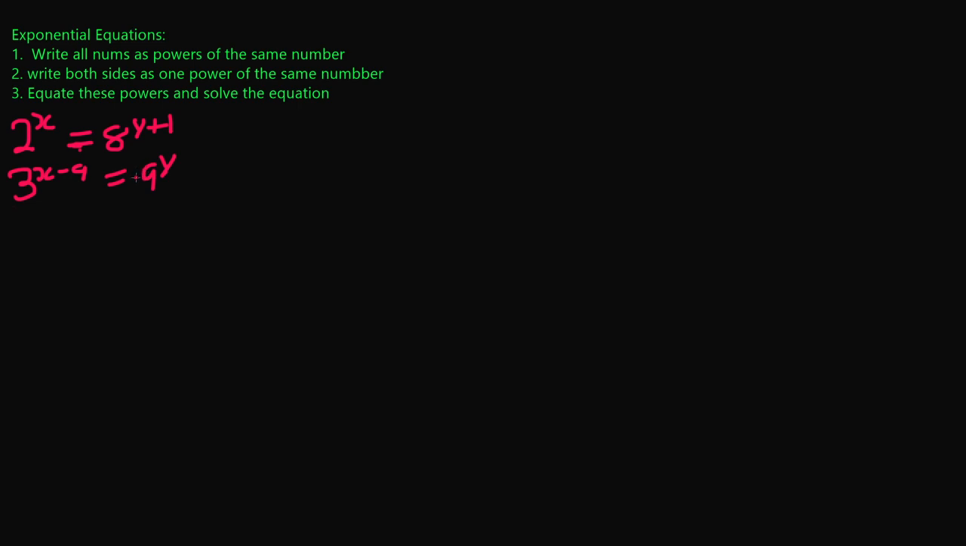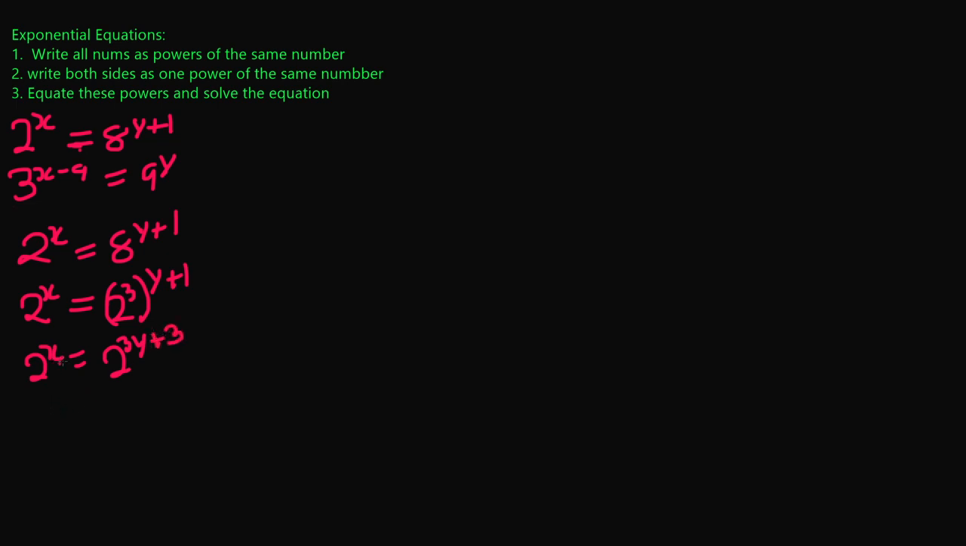Alright, so now this will have an element of simultaneous equations in it. So here we go. 2 to the power of x is equal to 8 to the power of y plus 1. So we want to get the same base, as you can see from the rules up above. So we'd have 2 to the power of 3 multiplied by y plus 1. So 2 to the x is equal to 2 to the power of 3y plus 3. And then we can bring the exponents down.